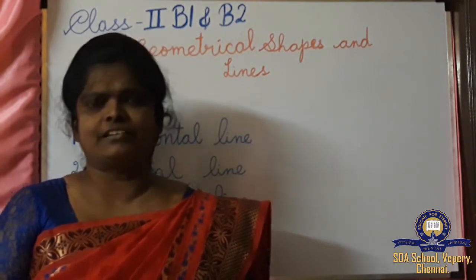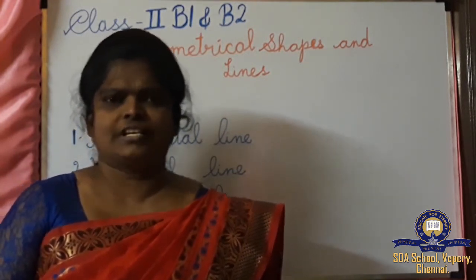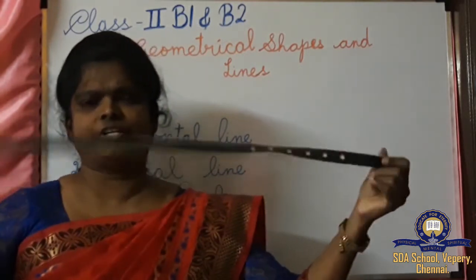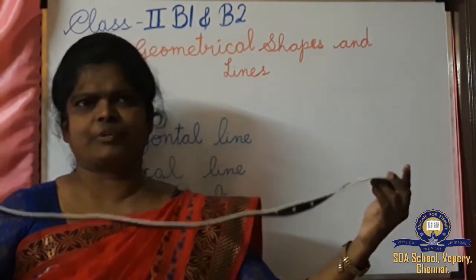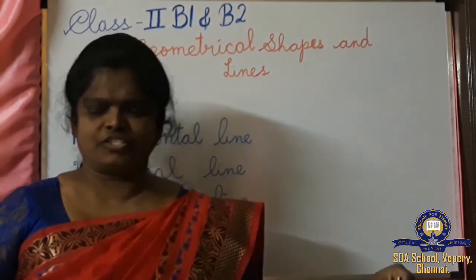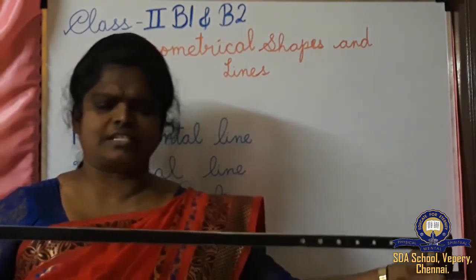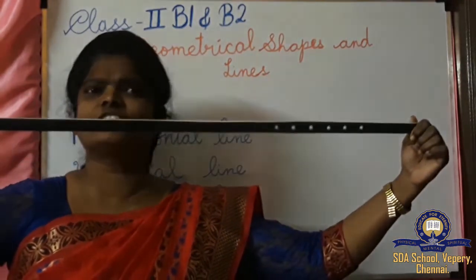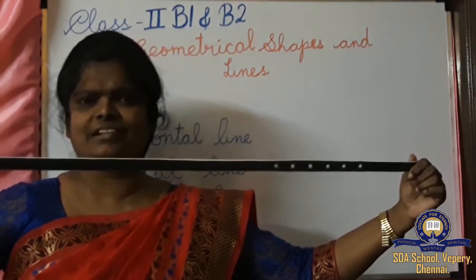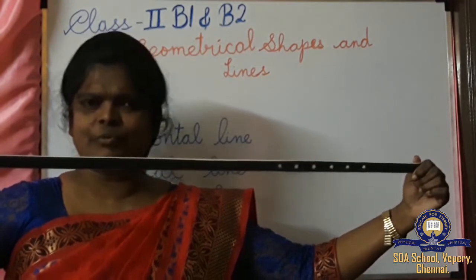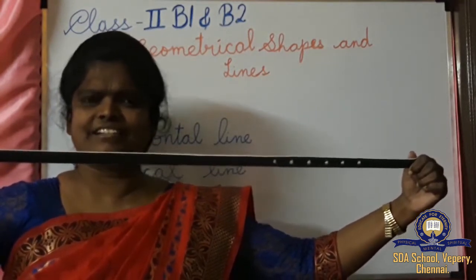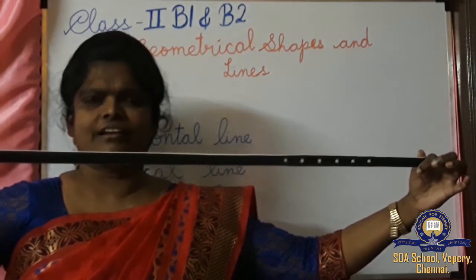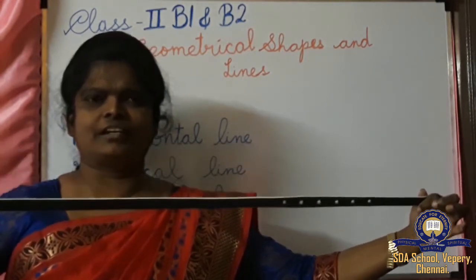Now I'll explain with the rope. See, I have taken one rope here. It's not in any shape. But when I stretch it tightly, what can you see? It looks like one straight line, isn't it? When I stretch it tightly from one end to another end, it looks like one straight line.